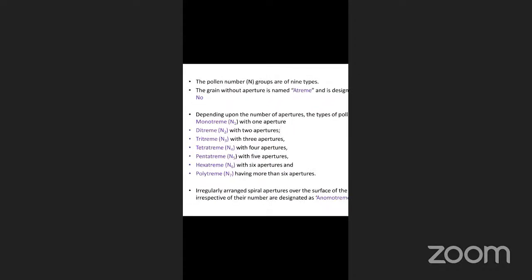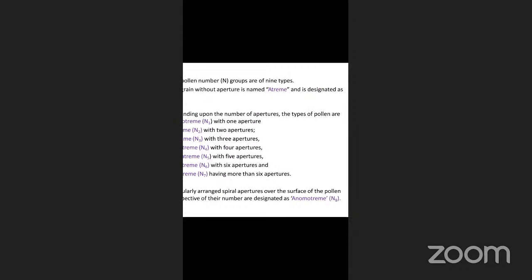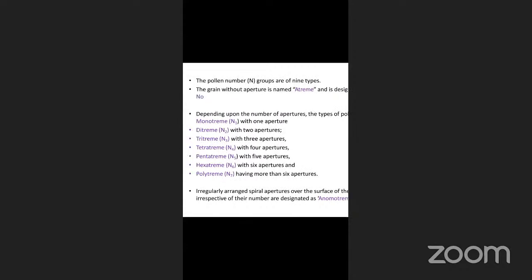The pollen number N. N means pollen number, groups are 9 types. The grain without aperture is named as inaperturate. Depending upon the number of apertures, the types of pollen are named. The first, monotreme, means with one aperture on the upper surface of the pollen grain.